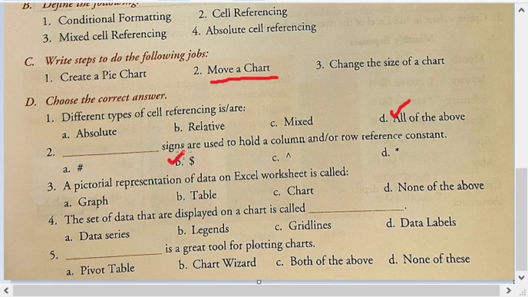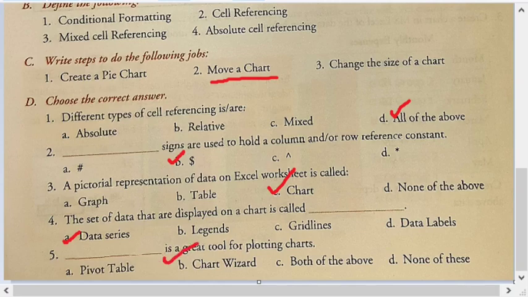A pictorial representation of data on an Excel worksheet is called. So the answer is chart. Fourth, the set of data that are displayed on the chart is called. So the answer is data series. Fifth, the blank space is a great tool for plotting a chart. So the answer is chart wizard.